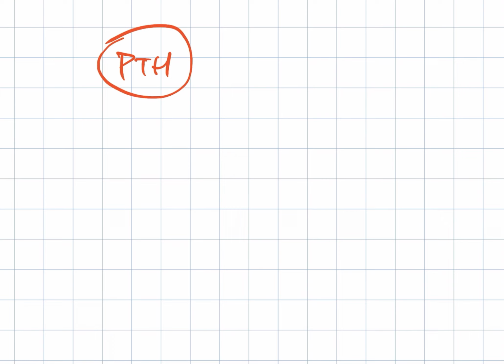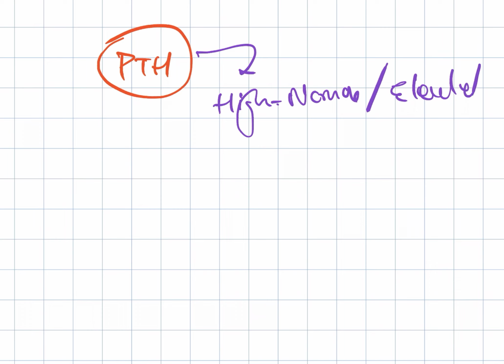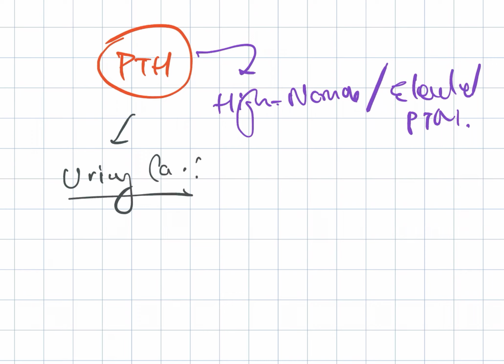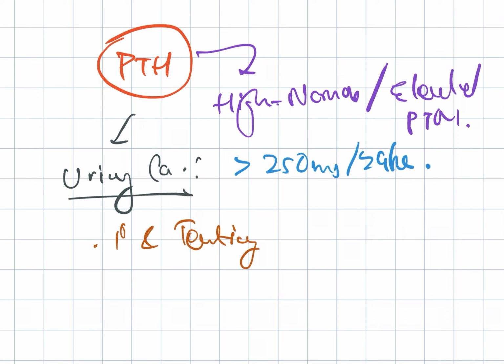Firstly, measure the PTH. In cases where the PTH is high, normal, or totally elevated, in such a case, we look at the urinary calcium. If the urinary calcium is greater than 250 mg per 24 hours, that's a day, in such a case, it can be due to primary and tertiary hyperparathyroidism.